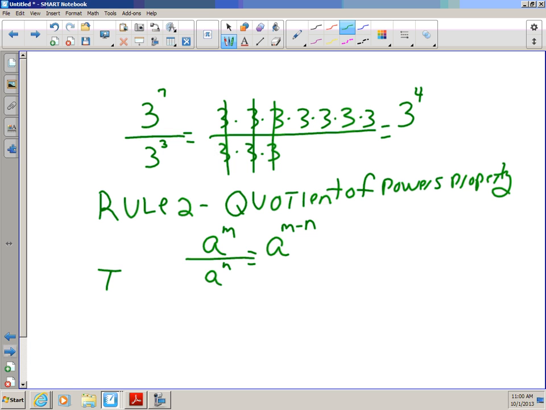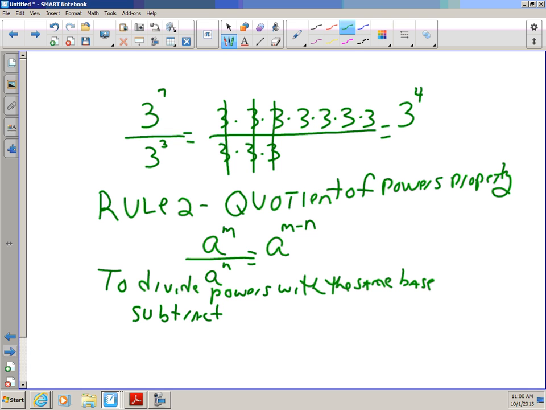So the rule is to divide powers with the same base. You subtract the exponents and carry over the base. Again, we are not changing the base in this rule, similar to what we previously saw.